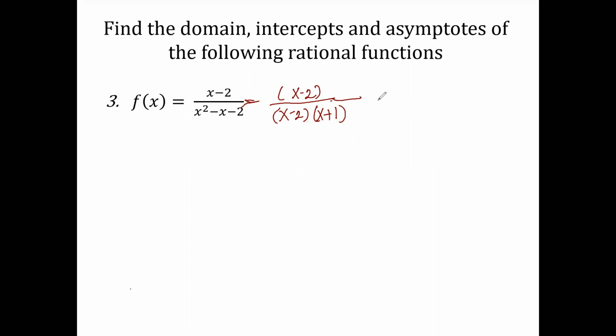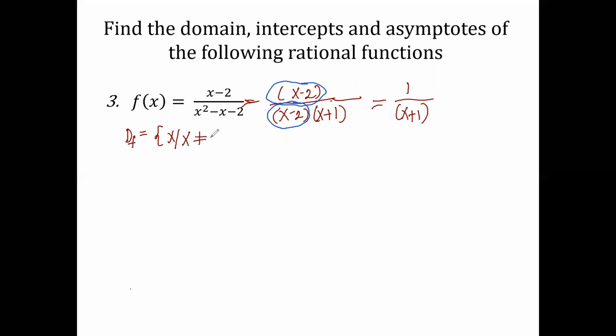Okay, so here we have the simplest form, 1 over x plus 1. So you have a common factor, x minus 2, x minus 2. We have to take note of that one. Taking note of the common factor, let's find the restriction, or rather the domain. The domain of the function is still x such that x is not equal to positive 2 and negative 1.